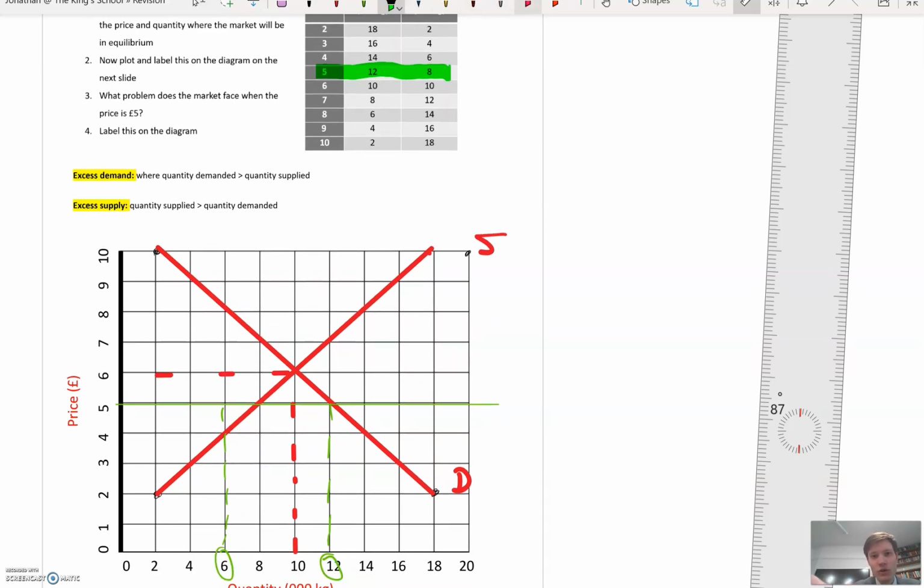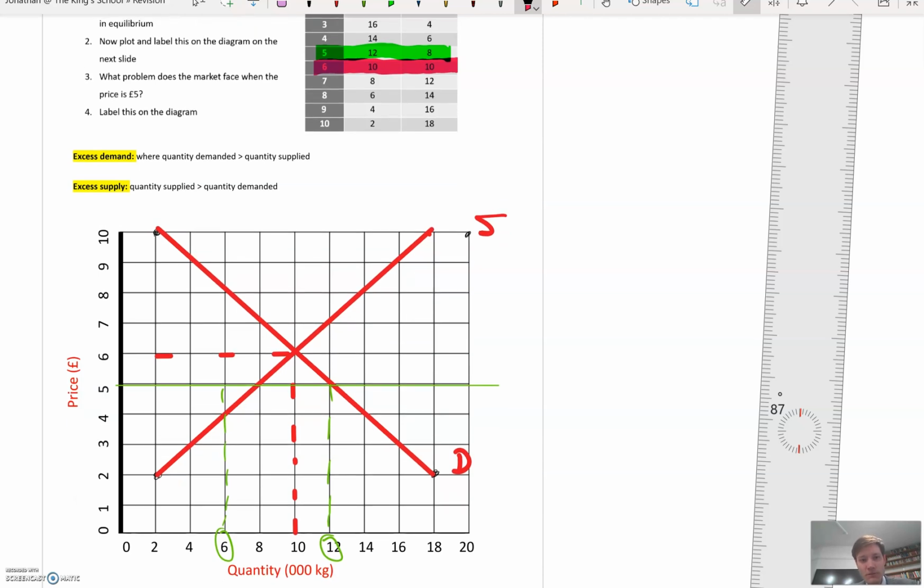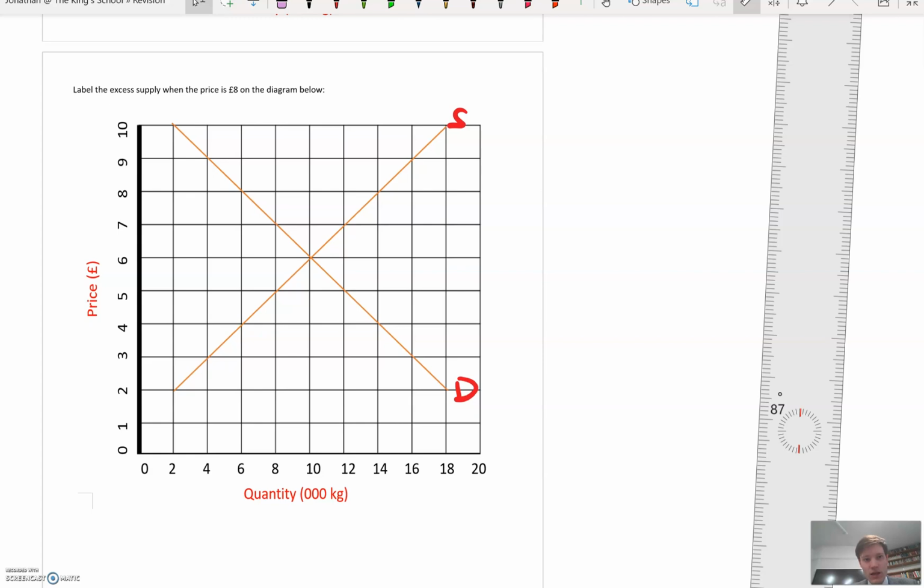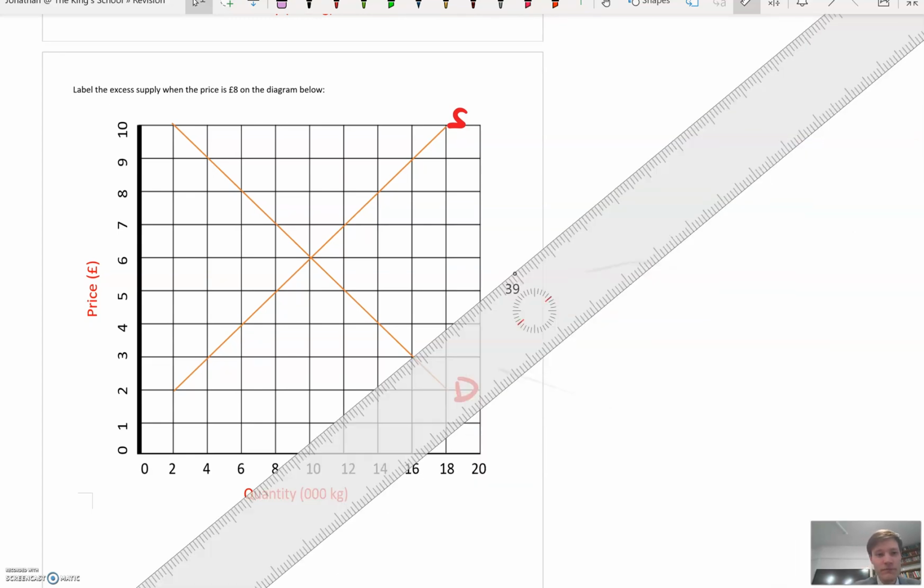I can also, on the chart, immediately see that this is the equilibrium price because there is 10,000 demand and 10,000 supply. So easy as that. Right. Label the excess supply when the price is 8. Pause the video. You can put that in.